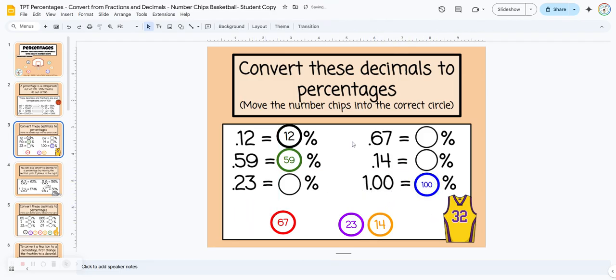Now every slide has every number the students need, so as these get a little bit more difficult and students get to the end of a slide and the numbers aren't working, then they know they made an error somewhere and they need to go back and check.